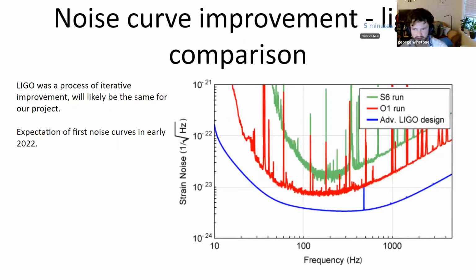And then I just sort of want to close on the fact that if we measured a noise curve and it wasn't very good, it's not the end of the world. So this is some data from LIGO. And then of course, when they switched on LIGO for the first time, their noise curve wasn't very good. And we will probably have a similar evolution where we trap some particles, measure our first noise curve, and there'll be a process of iterative improvement.